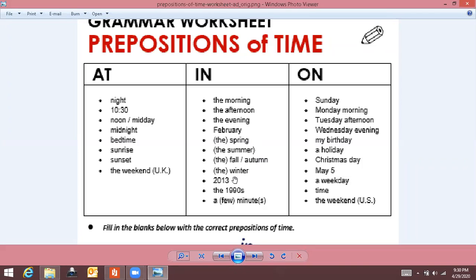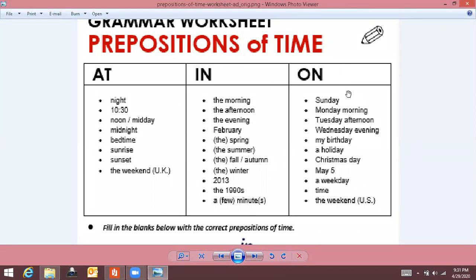If you will mention the year, you will say in 2013, or you can also say in the 1990s. Or if you don't have a specific amount of time, you will say in a few minutes. Are we okay with the second part? All right. And now we go with the last part.